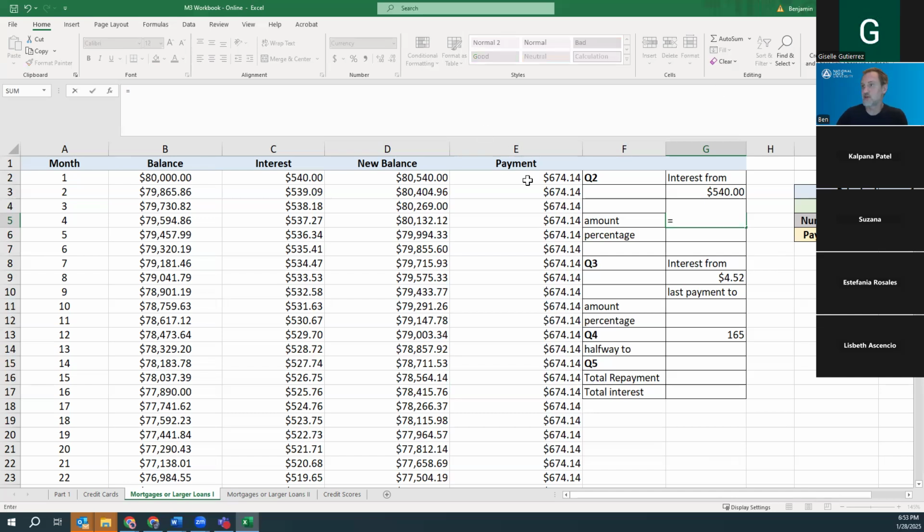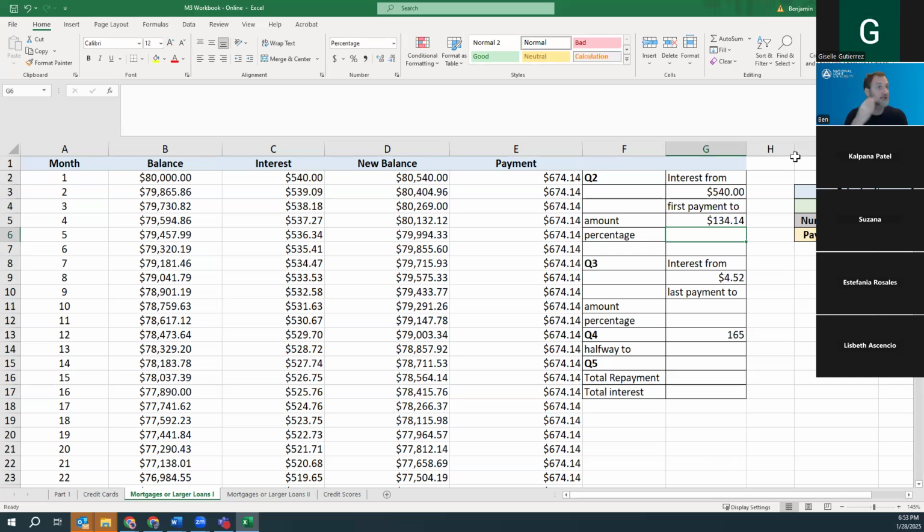So starting with the payment, you can just use E2. I'm going to take off the interest. And this is what's left. That's how much progress in dollars I made on my balance. Even though I paid $674, $134 is how much progress I made, how much I paid off on the principal.